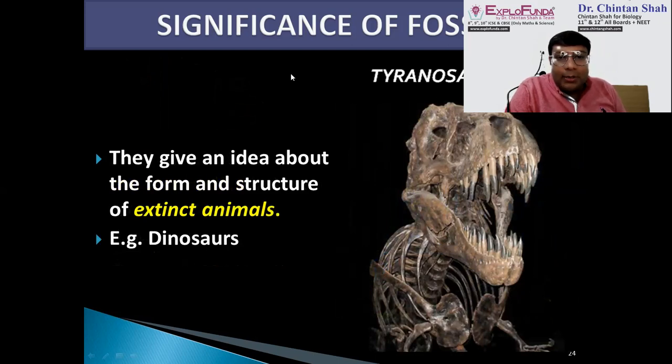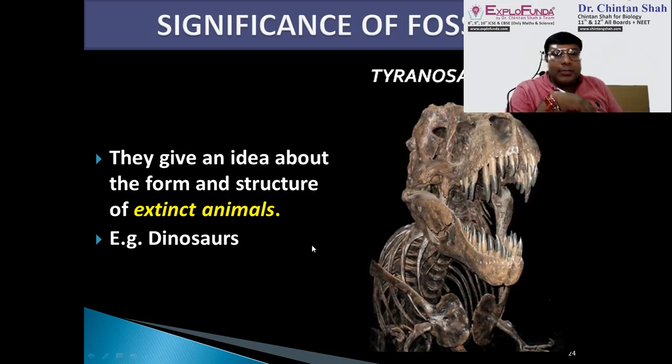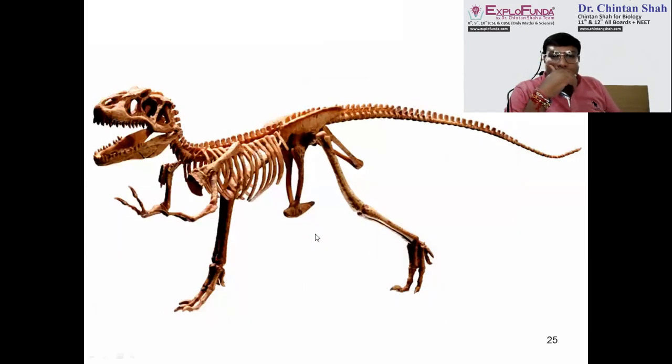So evidences of the fossil is Tyrannosaurus rex. That was the carnivorous one. They give an idea about the form and structure of the extinct animals like dinosaurs. So they are just giving us a hint, and they help us pave the way of the evolution so we can understand something.